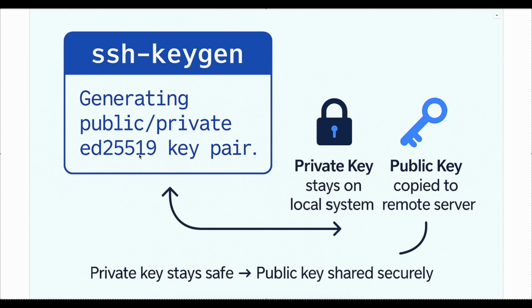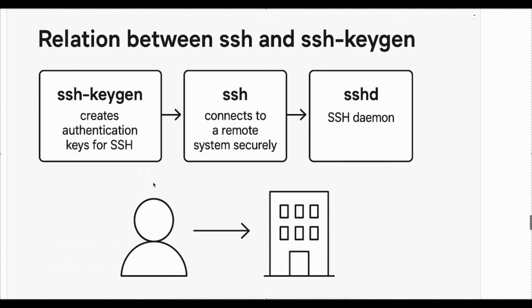Let's quickly connect all the pieces: how SSH, ssh-keygen and sshd work together. Here's how the three main components of SSH fit together. It all starts with ssh-keygen, which is the command used to generate authentication keys, your private key and public key pair. Once you have those keys, you use the SSH command to connect securely to a remote system, just like we did earlier with our EC2 instance.